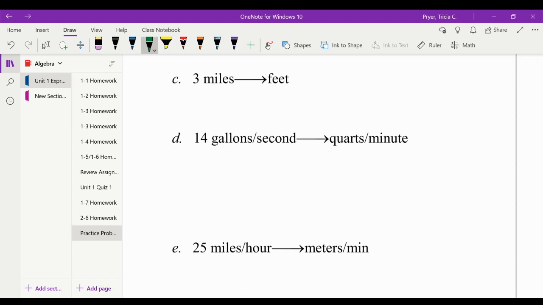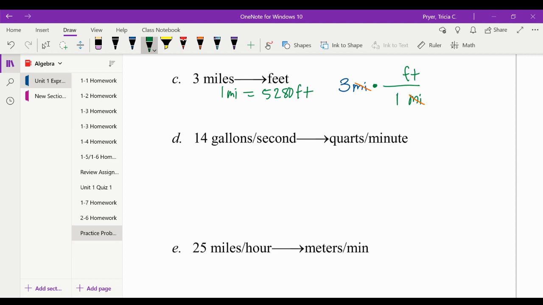So the conversion factor for miles to feet is that in 1 mile, there are 5,280 feet. So we're going to start with writing our original amount, 3 miles. I'm going to multiply by my conversion factor. And I want miles on the bottom so that I'm able to cancel them out. And I want to be left with feet on the top so that I know how many feet there are in 3 miles.